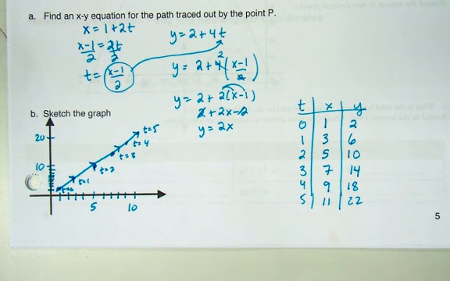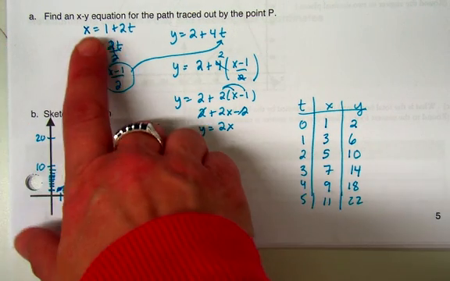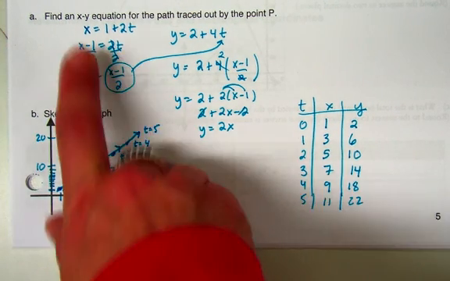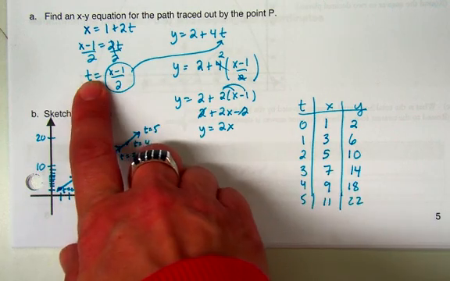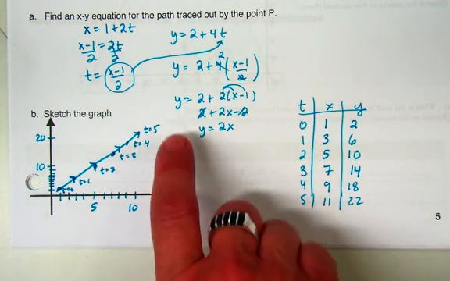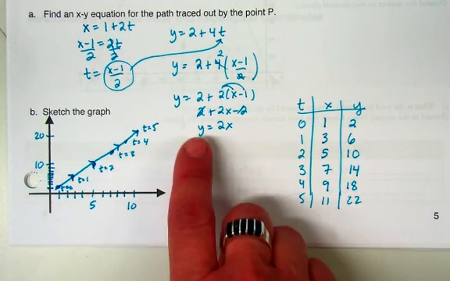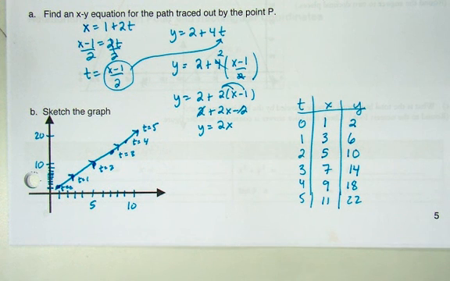Let's check these answers. Again, you should have first solved the x equation for t, and then plugged it into the y equation, and then simplified, and you ended up getting a nice linear equation this time, y equals 2x. So when you go to graph it, you knew it was going to be a line, but you had to realize where the starting and ending points were, right?